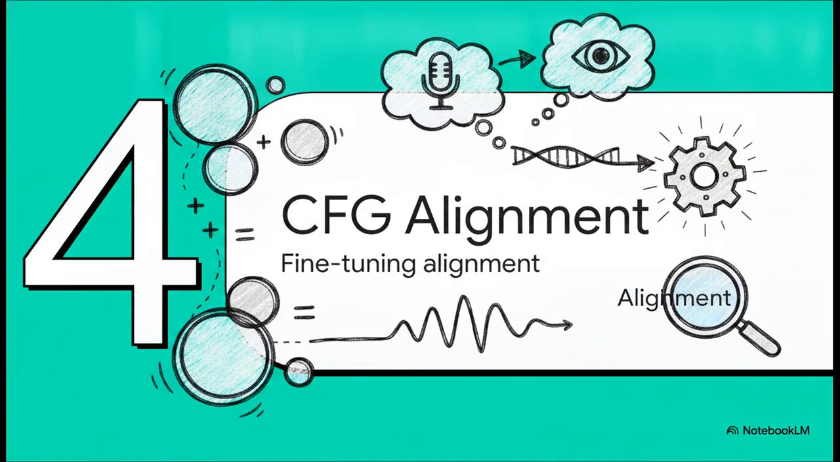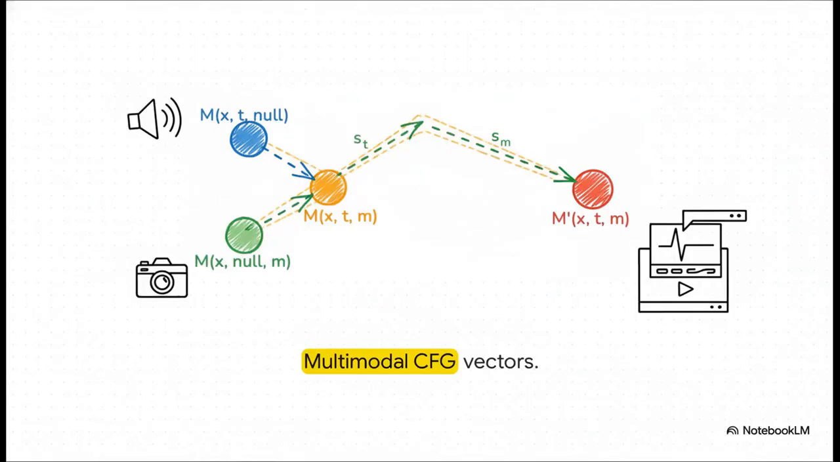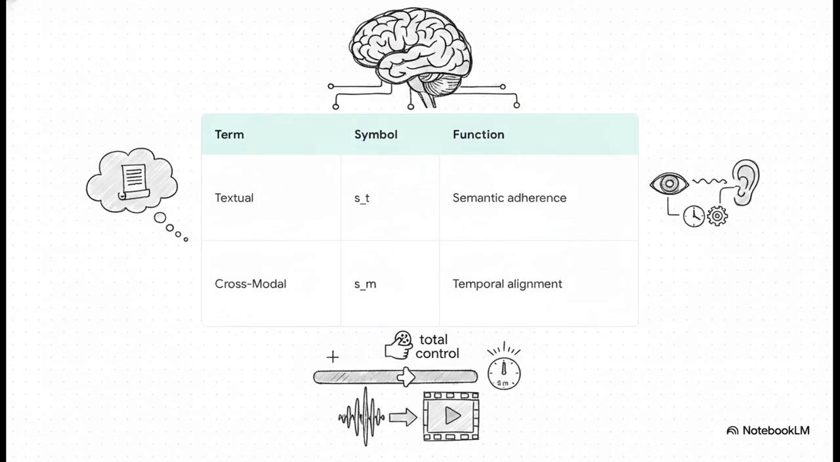Which brings us to Section 4, Modality-Aware CFG, fine-tuning the alignment. During inference, LTX-2 uses what's called modality-aware classifier-free guidance. You can basically think of this as the steering wheel of the model. It independently modulates the influence of your text prompt and the intermodal alignment. You see, standard AI models use regular CFG just to make sure the output matches your text prompt. But in a joint audiovisual model like this one, you also have to make sure the audio and video actually match each other. So here's a quick breakdown of how that works.